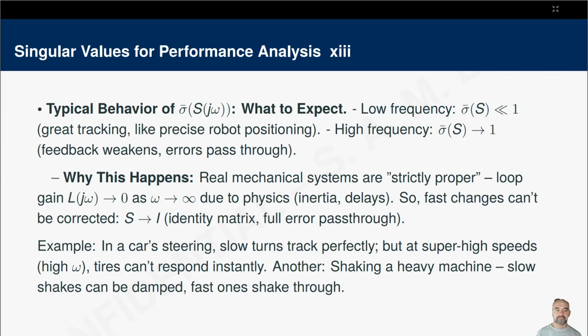All right. Now, let's talk about the typical behavior of sigma bar S(jω). What to expect?